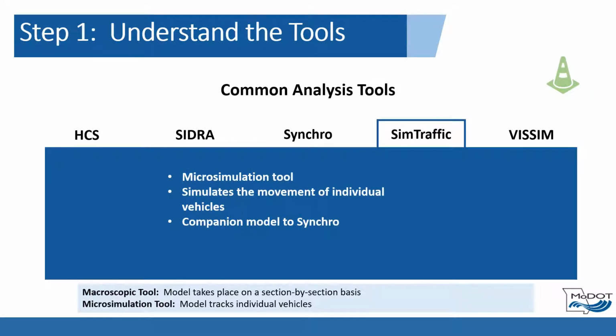SimTraffic is a micro-simulation tool that simulates the movement of individual vehicles based on vehicle and driver behavior theories. SimTraffic is a companion model to Synchro that uses the transportation network as coded in Synchro. It can be used to help visualize traffic flow on the transportation network. Note, when utilizing SimTraffic as a micro-simulation tool, instead of strictly for visualization, it is important to first calibrate the model.